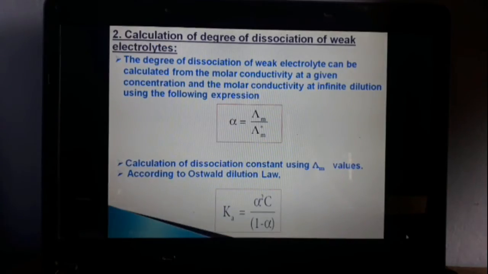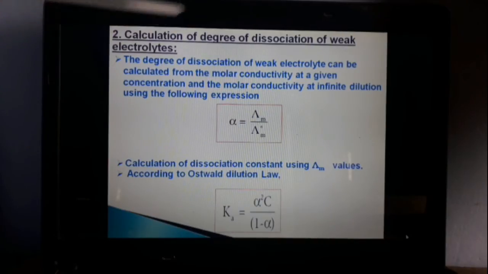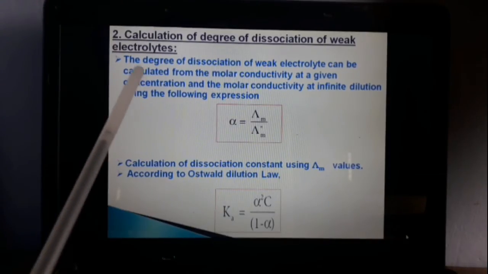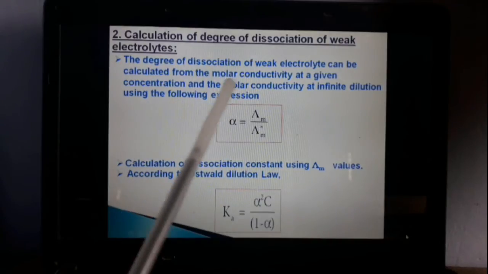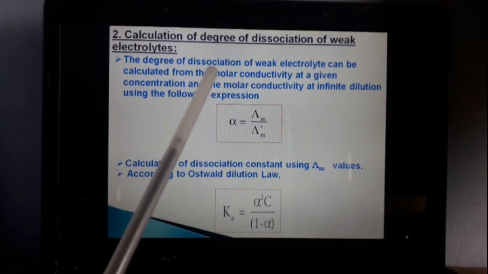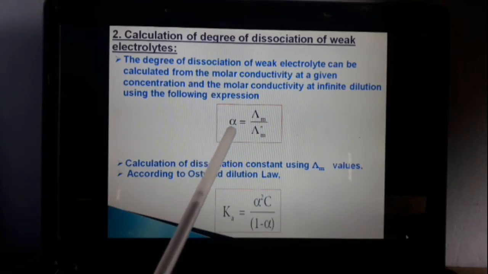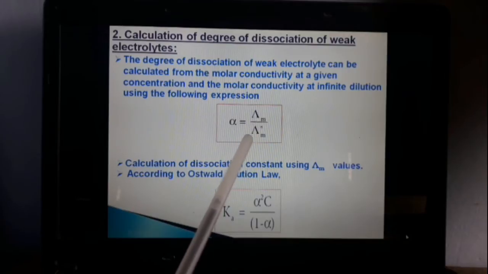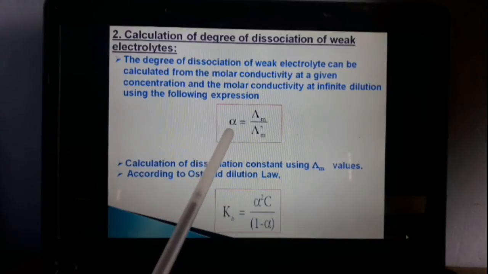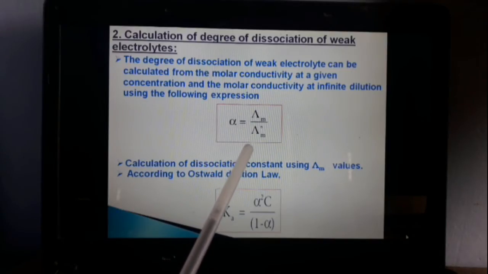Next concept: the calculation of degree of dissociation of a weak electrolyte. Degree of dissociation means Ka value. In this concept, the degree of dissociation of a weak electrolyte can be calculated from molar conductivity. The relationship equation is alpha equal to lambda m divided by lambda 0 m, where lambda m is the molar conductivity.